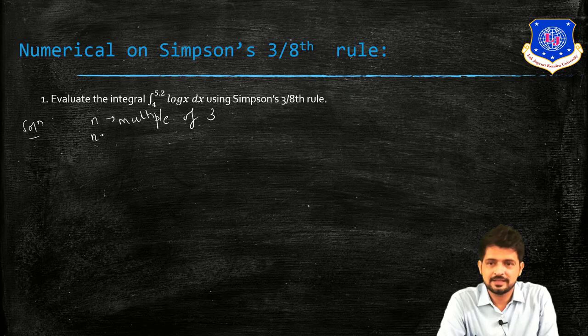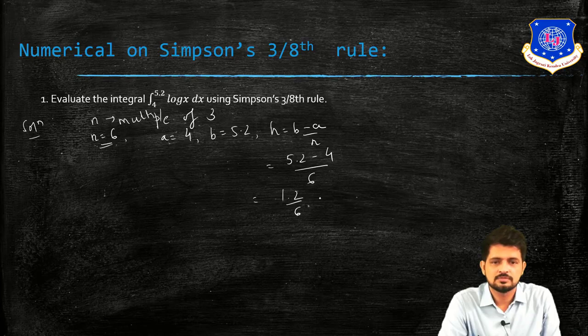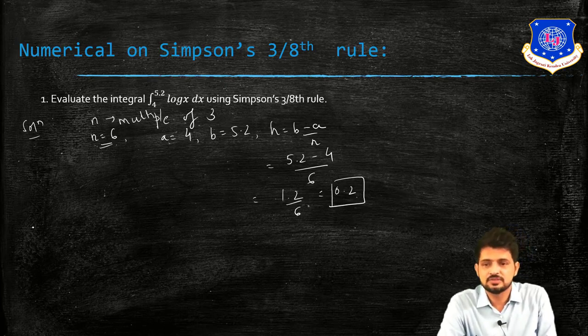So if I am taking n equal to 6 here, what will be my h? To find h we require the value of a and b. a is equal to 4, b is equal to 5.2. So what will be my h? h is equal to b minus a upon n. Okay, so h can be found by 5.2 minus 4 divided by n. n is 6. So this is 1.2 divided by 6, that will be 0.2. So my value of h is 0.2.